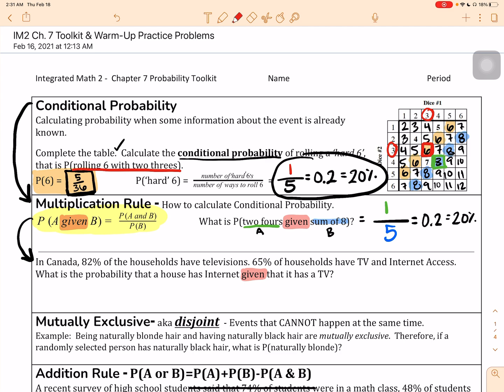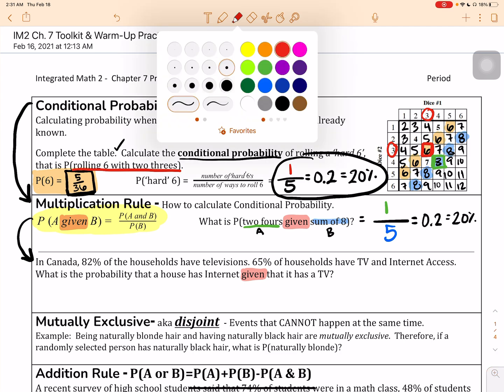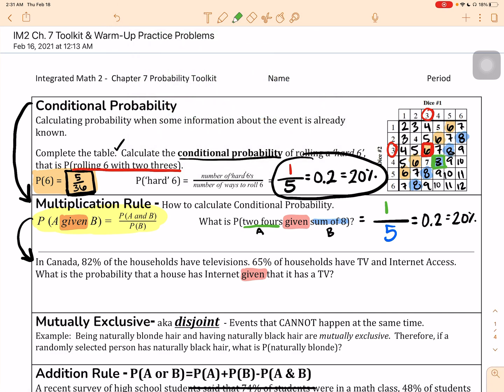So let's see what we got here. I'm going to color code here. We are told that 82% of the households have televisions. 65% of households have TV and internet. So that is going to be my A and B. Since it says, what is the probability that a house has internet given it has a TV? Whenever we see this, that a house has internet, this is your probability of A, and has a TV would be the probability of B, because in the formula it's A given B. So then that just helps you set up your actual formula.